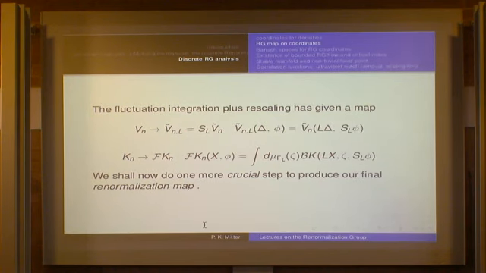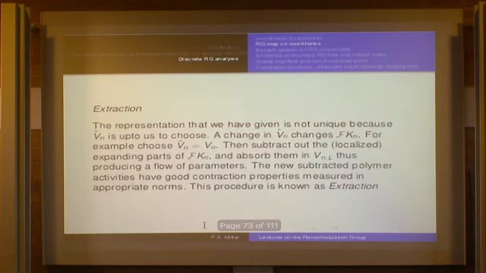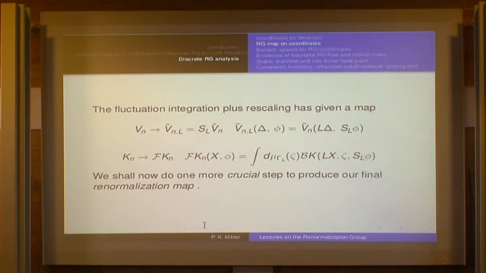So the fluctuation map integration has given a map that takes Vn, V tilde n, to the rescaled scale SL, which is what I've written down. And the polymer activity has gone to the fluctuated polymer activity, which is really the full reblocking operation I've written over here. Over here, zeta SL5, that's the final rescaling and integration that we did. But this is not enough.